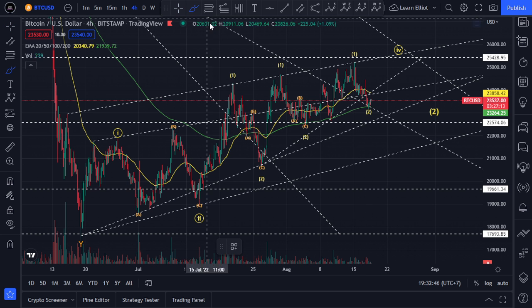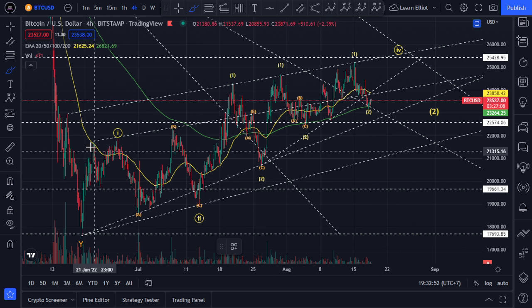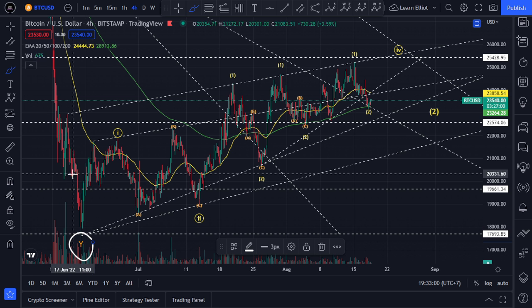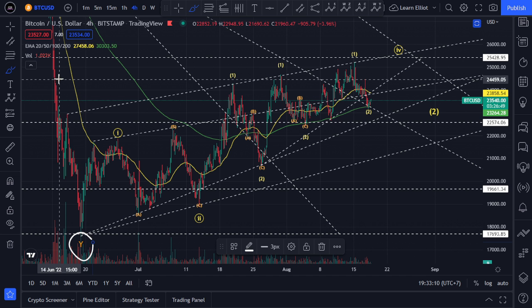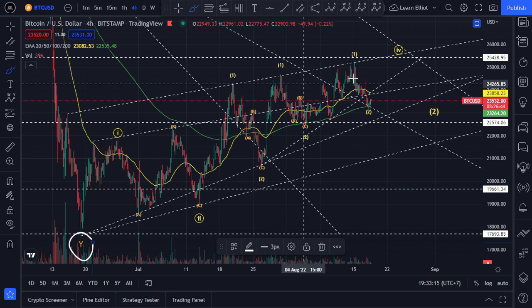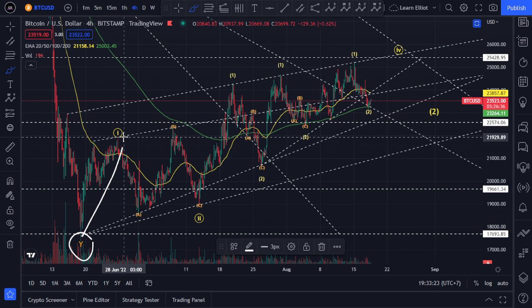Here I'm going to show you first the bull case scenario. We have a Y wave here, which is the double corrective wave, WXY. This Y wave came from the all-time high of Bitcoin price, which is around 69k. So we have a corrective move with WXY in order for this bull case scenario to be in play. From this Y wave here, we have the first impulsive wave right there.